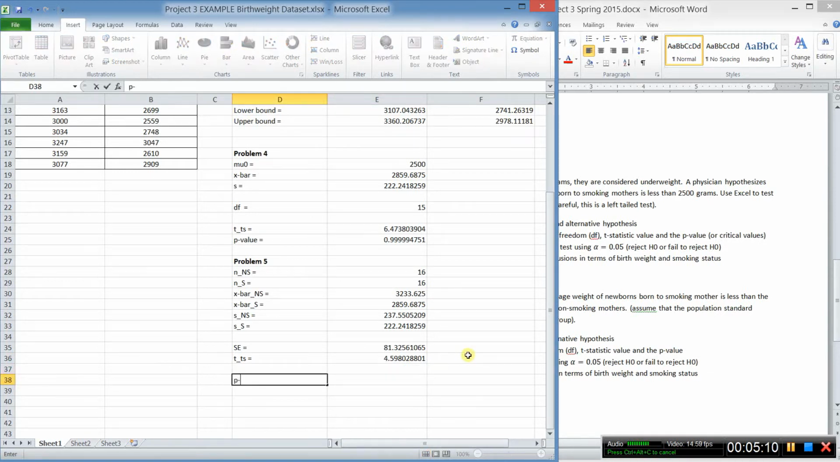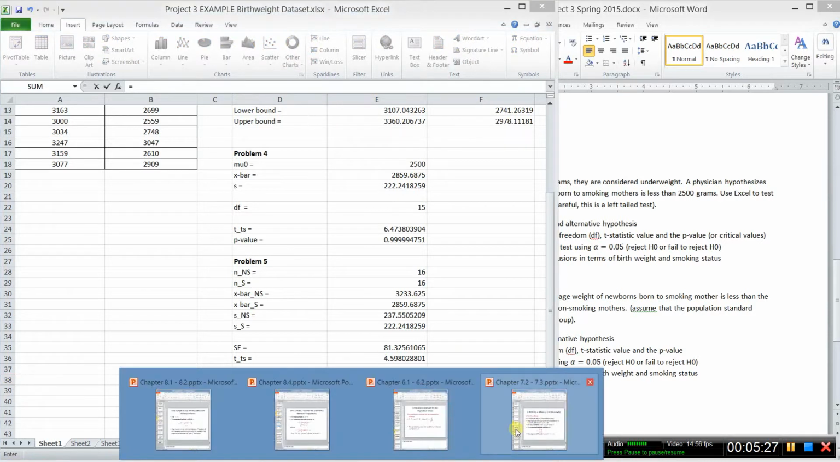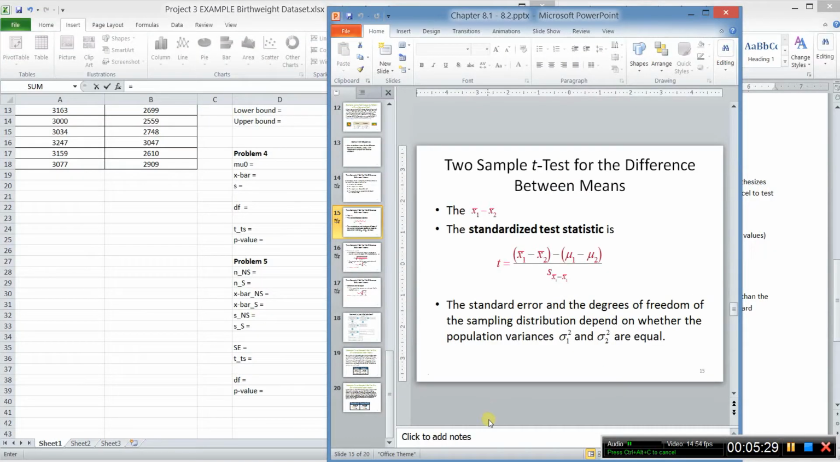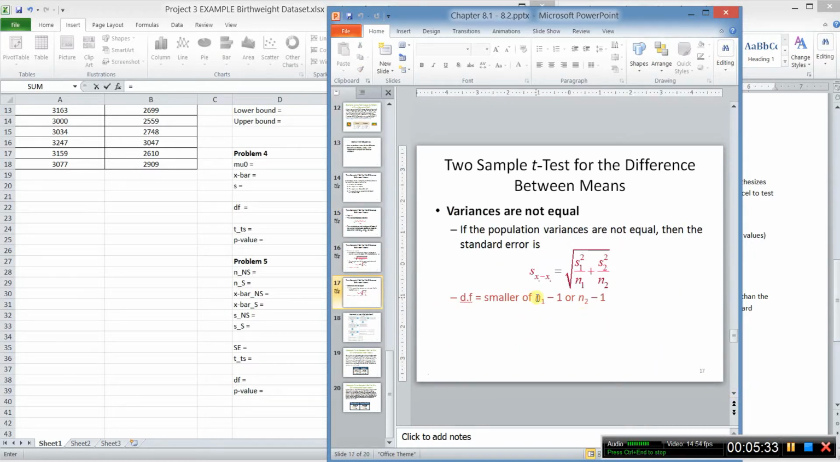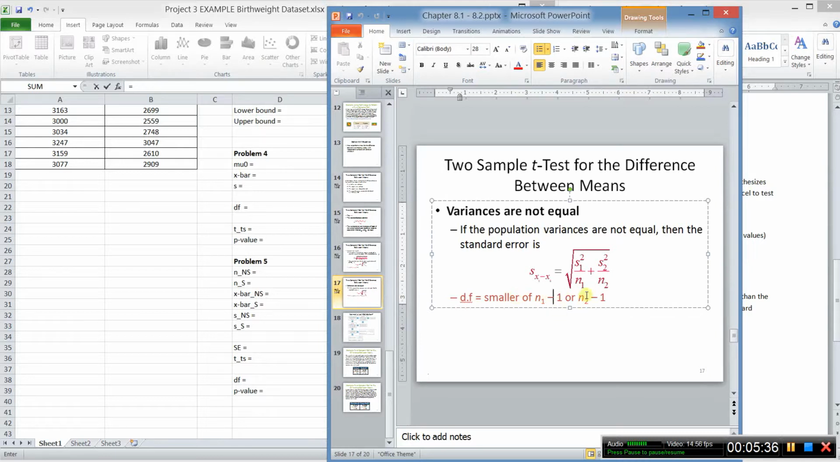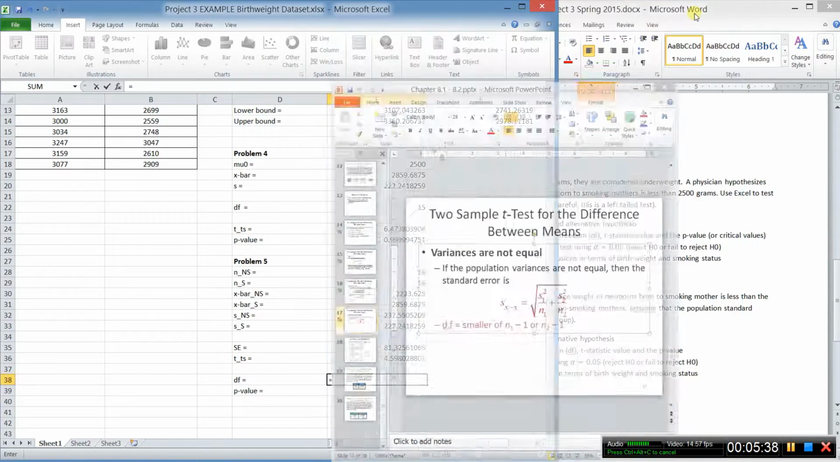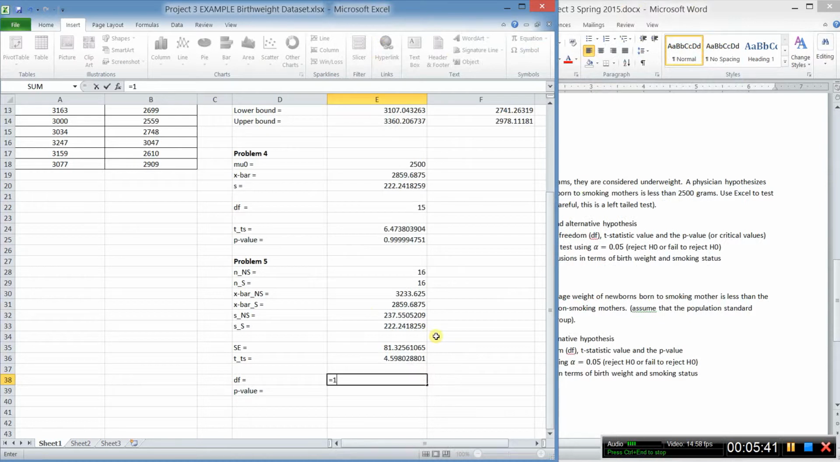So when I do my p-value, actually, before I do my p-value, I need to do my degrees of freedom. So what's my degrees of freedom? If you forget, we go to the slides. It's the smaller of n1 minus 1 or n2 minus 1. In our case, both the sample sizes are the same, so it's going to be 16 minus 1. It's going to be 15.